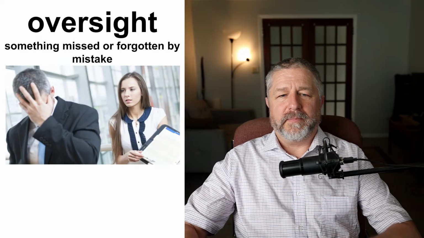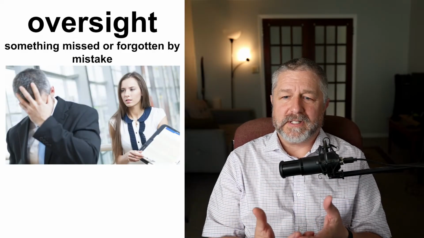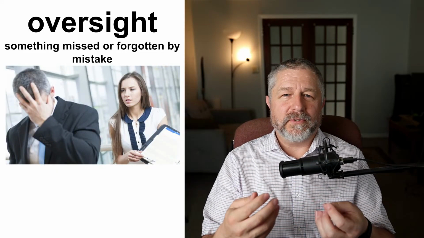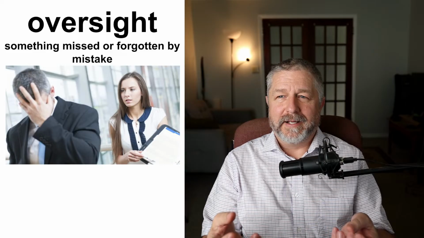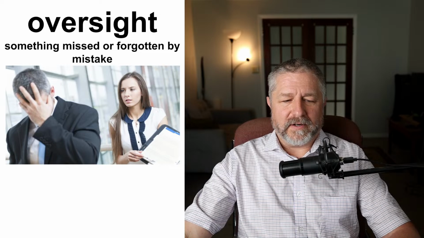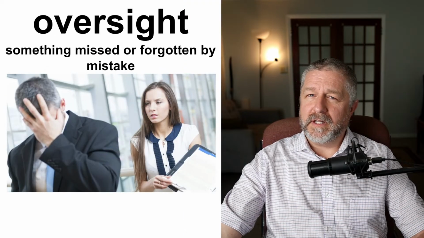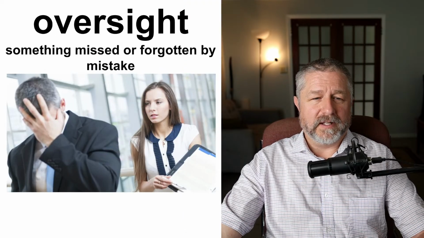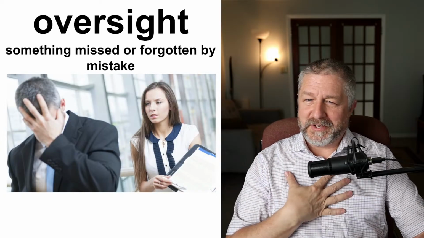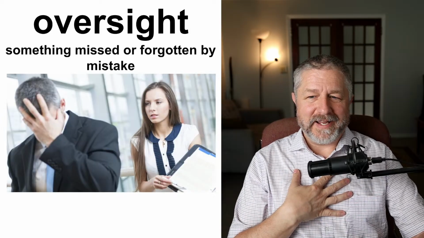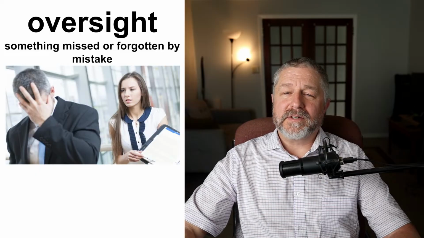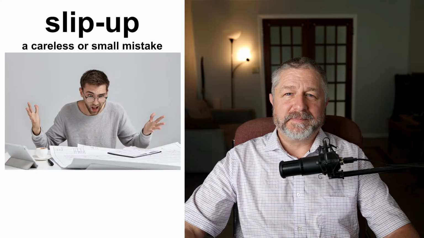An oversight, something missed or forgotten by mistake. So let's say I was invited to a play and they gave me 2 tickets to sit in the balcony. And then when I get there, they say, "Oh, there's no other seats in the balcony. You have to sit on the main level." That might be an oversight. Someone failed to communicate that Bob the Canadian was supposed to get the VIP seating. So an oversight is when something is missed or forgotten by mistake.